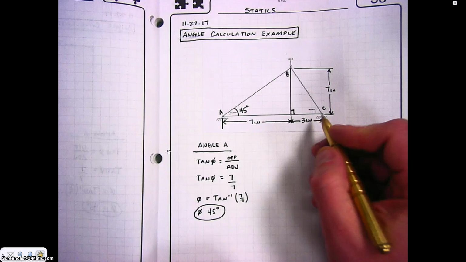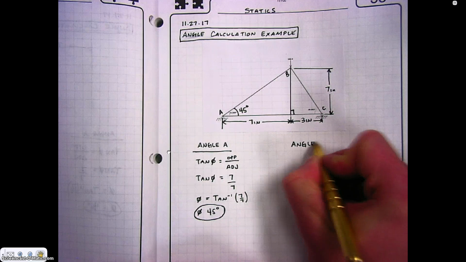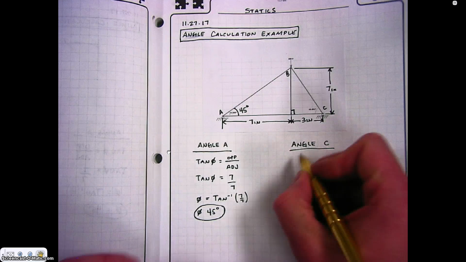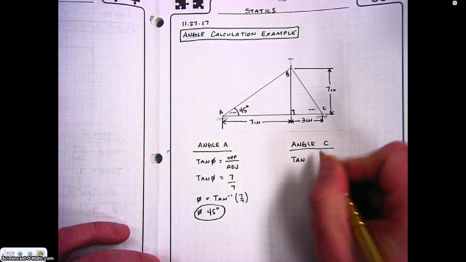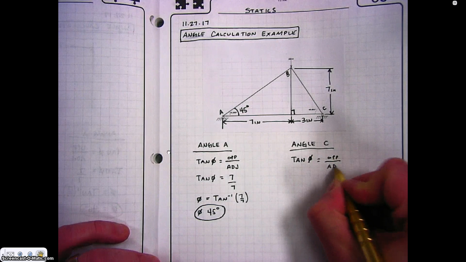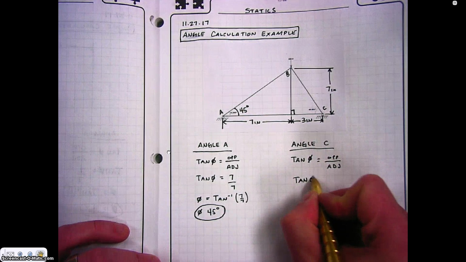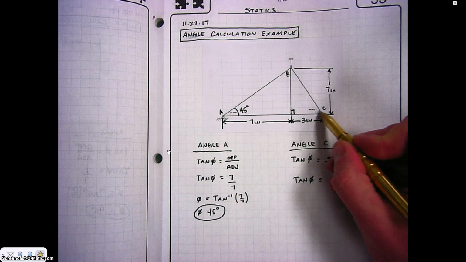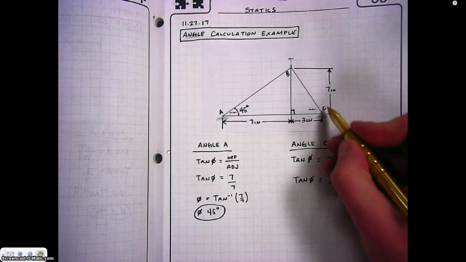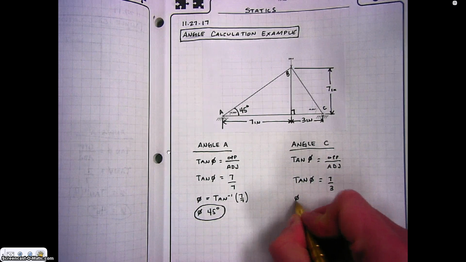All right, so now we can do the same thing for angle C. Angle C, again, we don't know the length of this hypotenuse, so we have to use the tangent function. And so I'll say the tangent of theta is equal to the opposite over the adjacent. Substitute. Tangent of theta is equal to the opposite, in this case of the angle, is 7. It's the height of the triangle. The adjacent is this one here. It's 3.